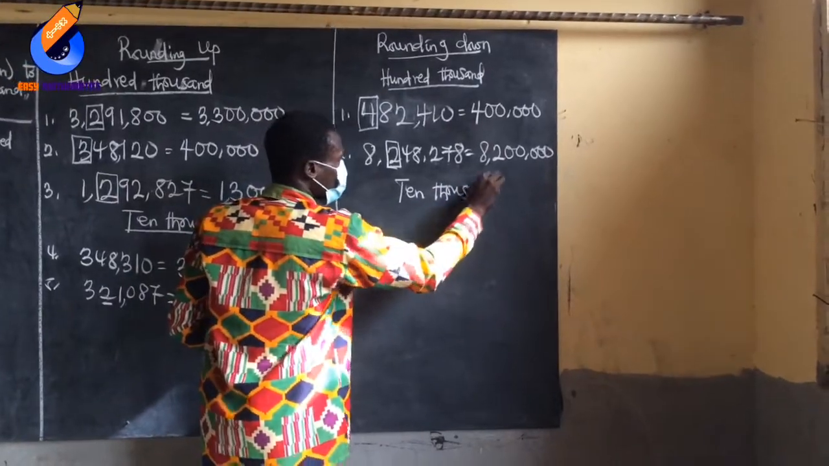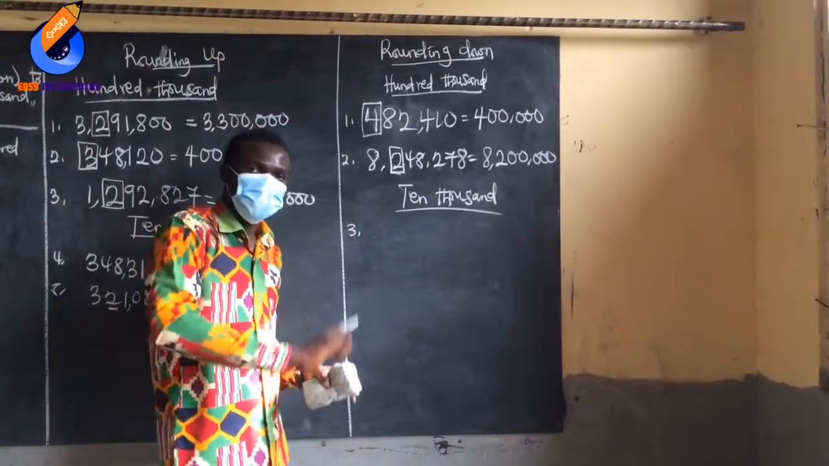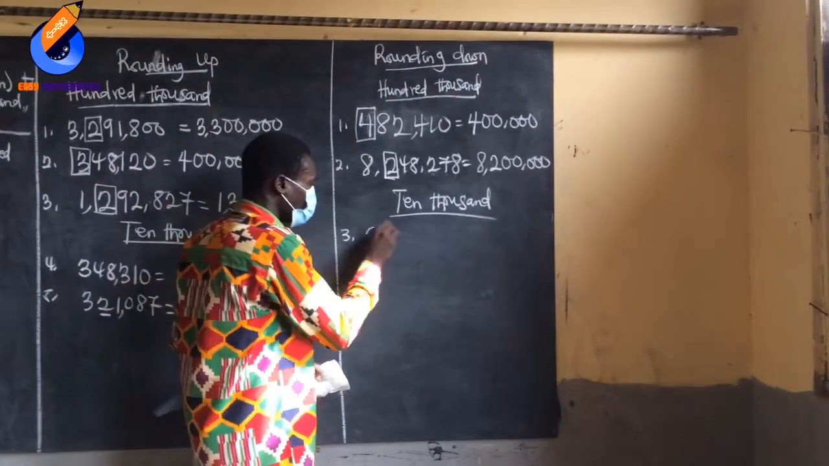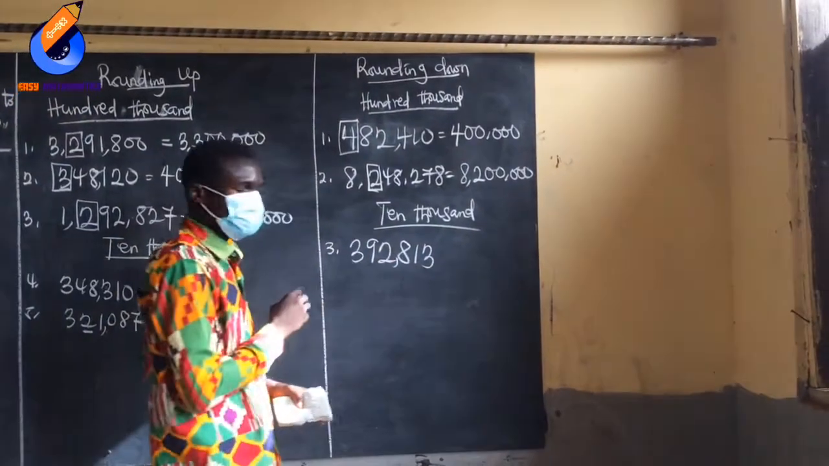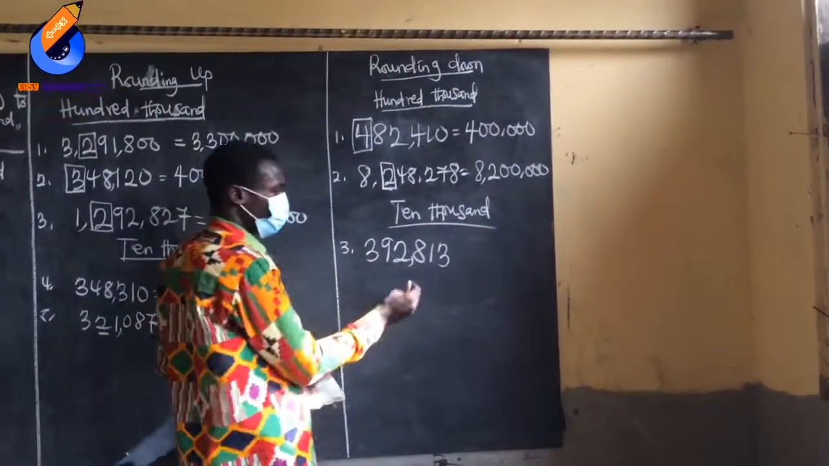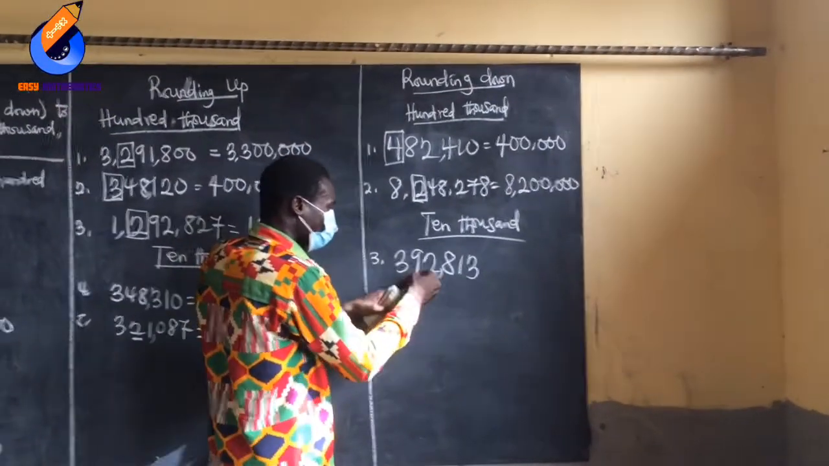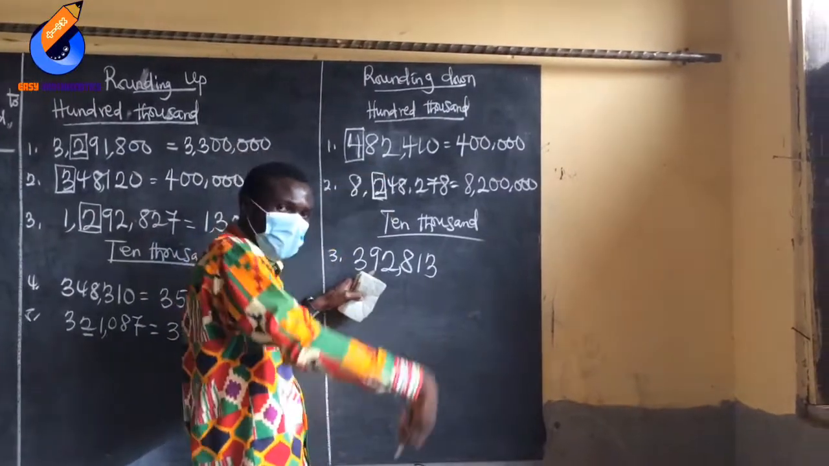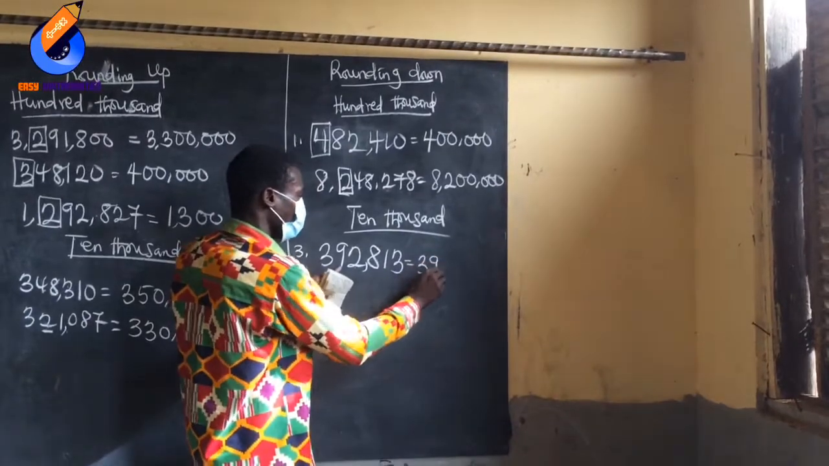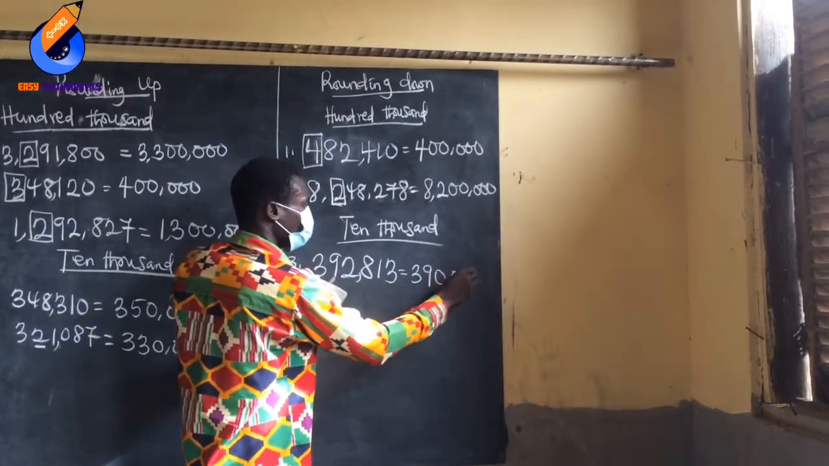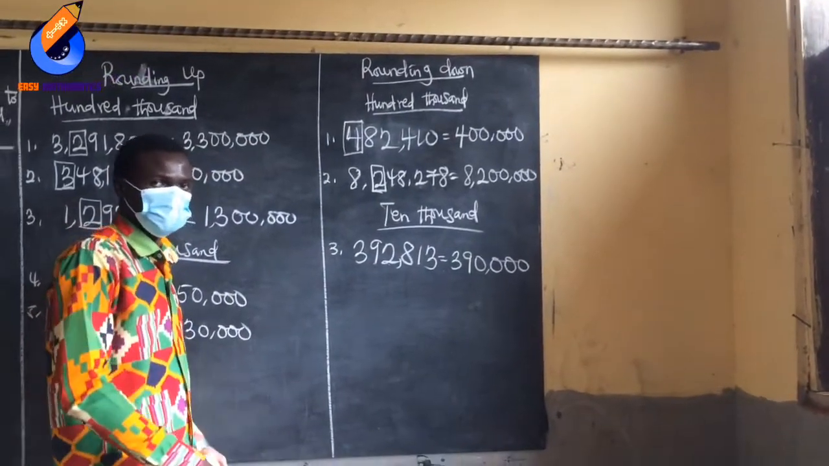10,000 is likewise the same as the 100,000. So that one locates your 10,000. So if I have this, I'm rounding to the nearest 10,000. Ones, tens, hundreds, thousands, 10,000. Round down. So maintain the figure. This will give me 390,000. I have rounded down.